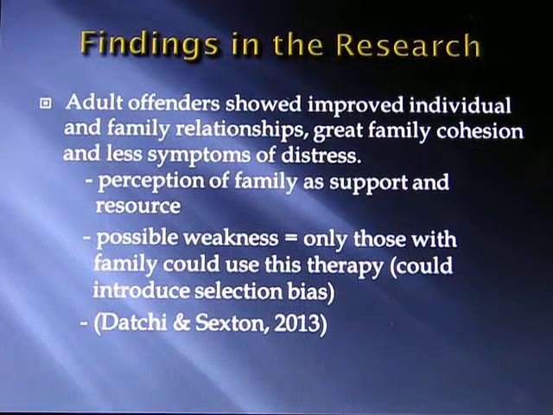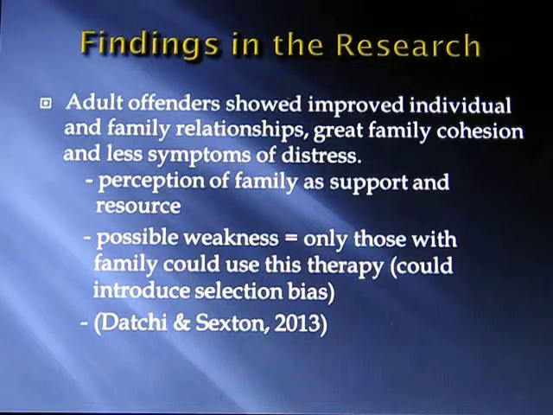So the first article I want to talk about is the one that involves adult offenders, and it showed that adult offenders and their families were able to gain a lot greater family cohesion, fewer symptoms of distress, and to view their family as supportive and as a resource when using this therapy. So they were able to show that basically it's not just useful for only adolescents, but that this could also be useful for adults who have some of these same issues that adolescents are going through, or a similar kind of criminal history and things like that.